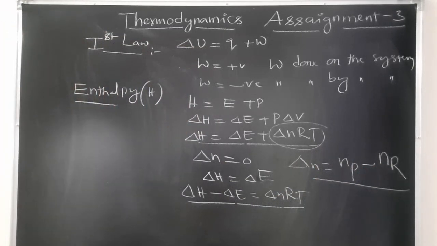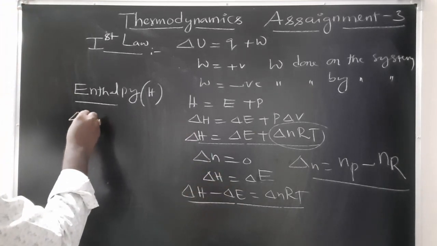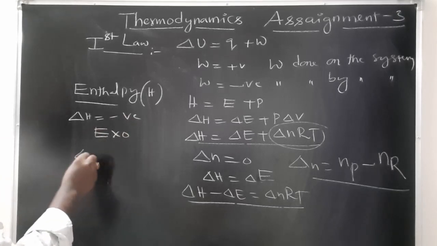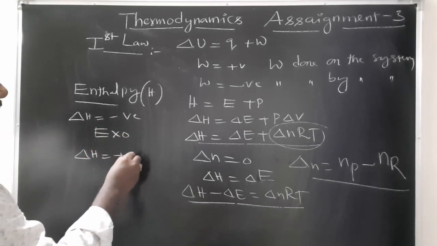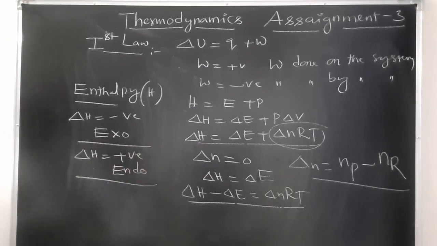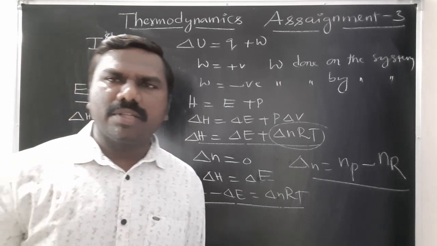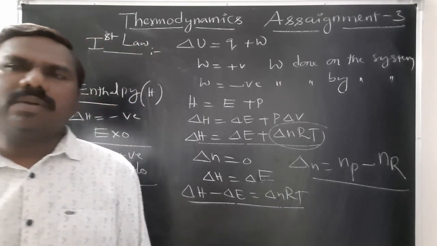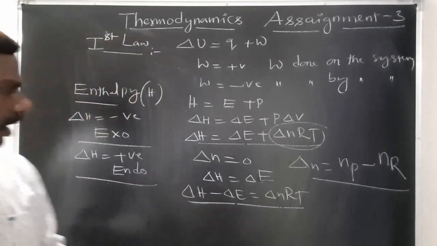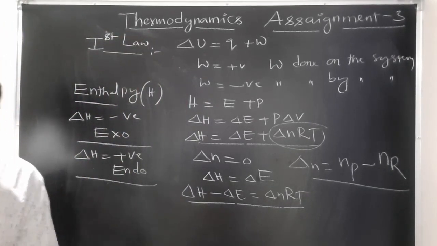Next, if the enthalpy change delta H is negative, that is an exothermic reaction; if delta H is positive, that is an endothermic reaction. We know already, students, delta H negative is exothermic, delta H positive is endothermic. Heat released, heat absorbed.